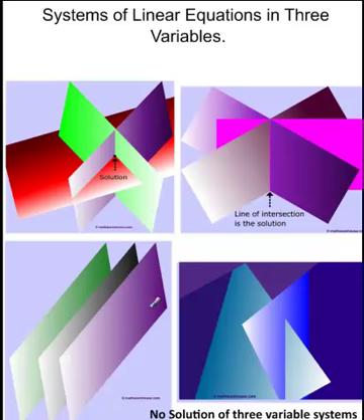In this picture, the planes do intersect, but they don't have anything in common. So, for example, this plane and this plane intersect in this line. This plane and this plane intersect in this line. But all three together don't have anything in common. And this system also has no solution. In the next video, you're going to see how to solve a system of three linear equations with three variables algebraically.